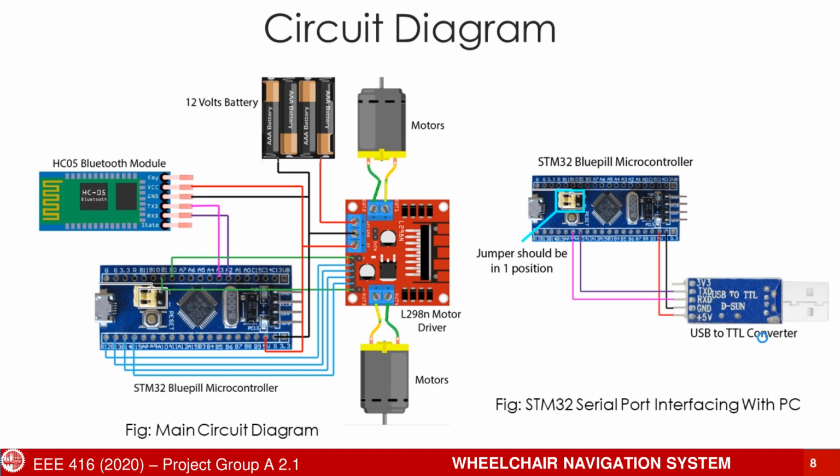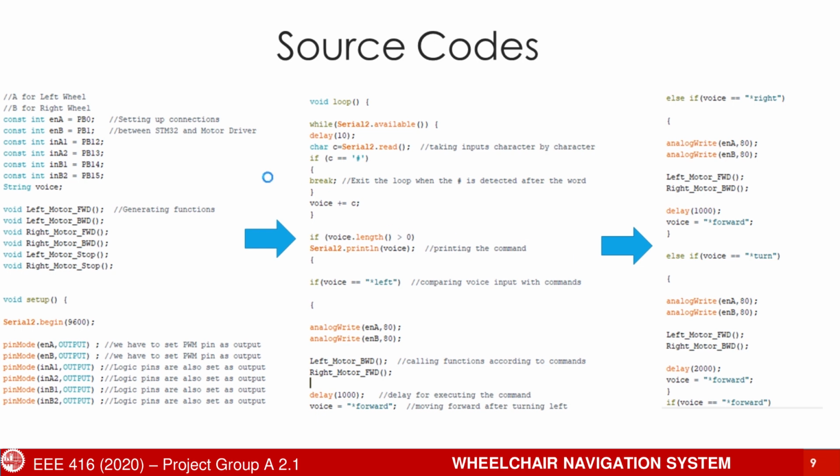Now we will have a look at our source program. So initially we are declaring all the ports that were used in hardware connection. After that, some functions are specified according to all the possible commands by a user. In the loop function, we are checking for inputs given by the user. The input is taken character by character and the hash symbol indicates the end of an input string. After that, the input string is stored in the string named voice.